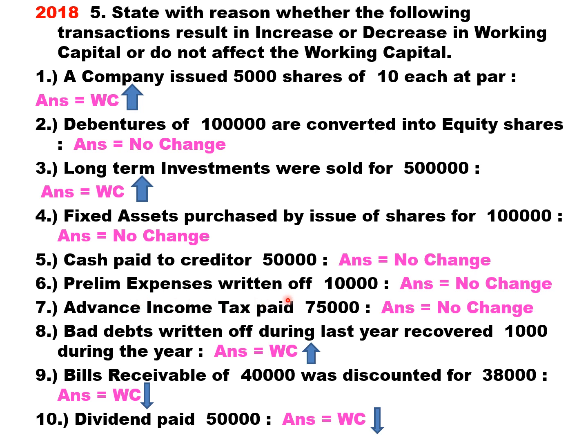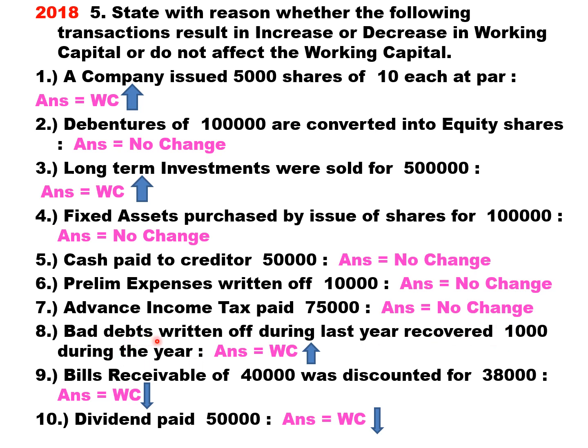Prelim expenses written off 10,000, no change. The reason is the two accounts that are affected in this transaction are prelim expenses account and the PL account. So prelim expenses and PL both are non-current, therefore no change. Advance income tax paid. You pay cash. So the two accounts are advance income tax and the cash. Advance income tax is nothing but prepaid, paid in advance. It's a current asset. And you pay cash, current asset. So advance income tax, current asset. Cash, current asset, no change.